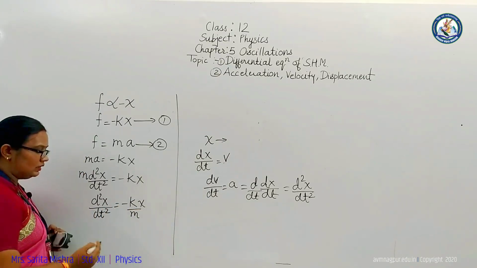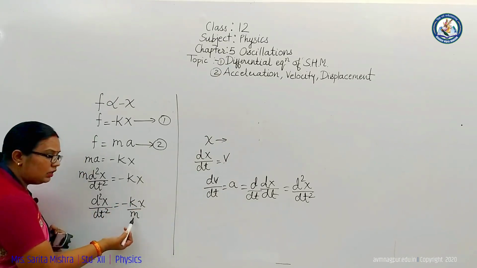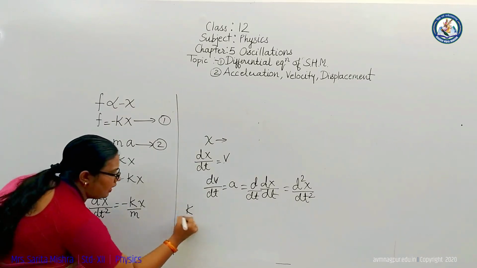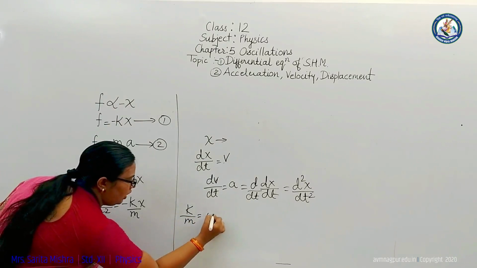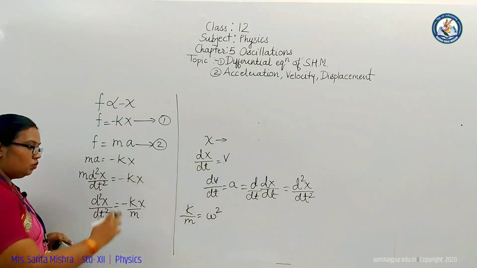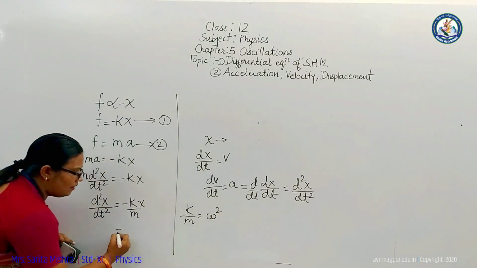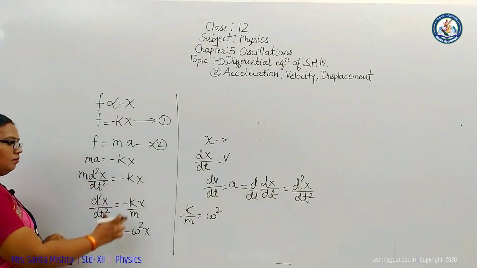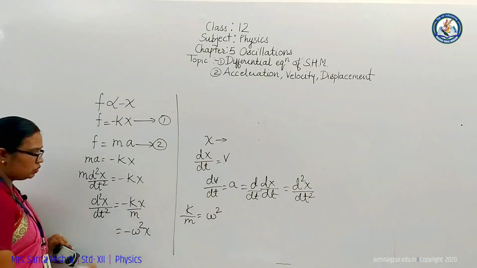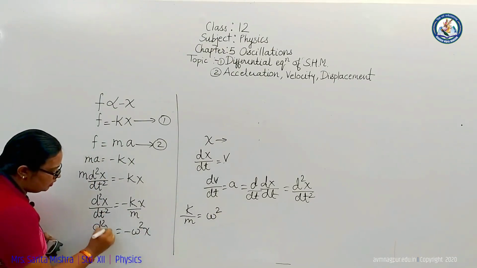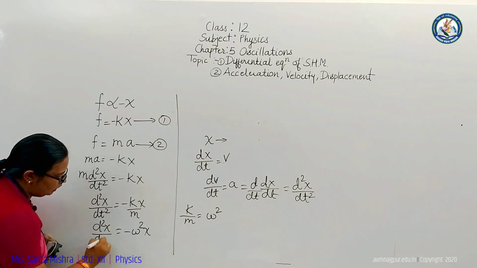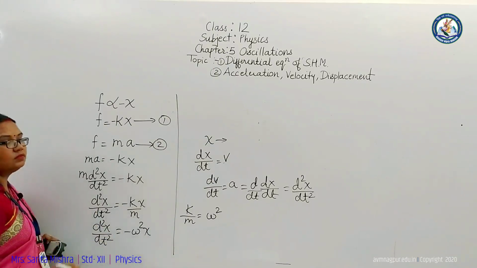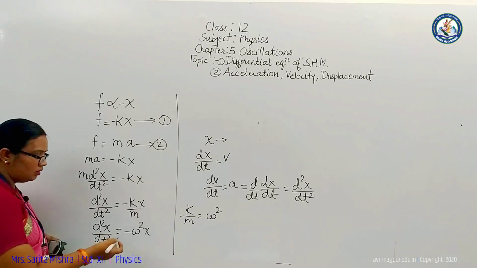Now, an important thing is that the ratio of the force constant and the mass of the particle, k by m, is nothing but the square of the angular frequency. So in place of k by m, we write omega square. So d2x by dt square equals minus omega square x. This is our differential equation of simple harmonic motion.